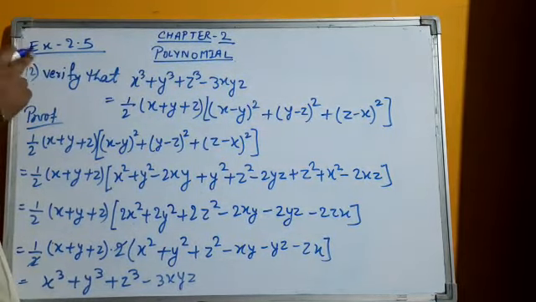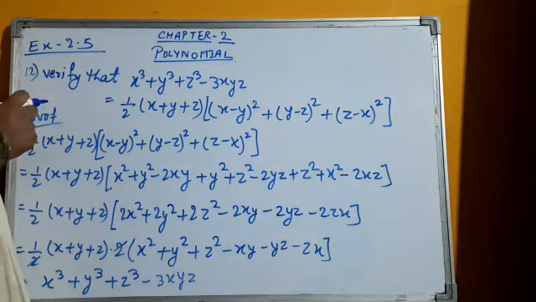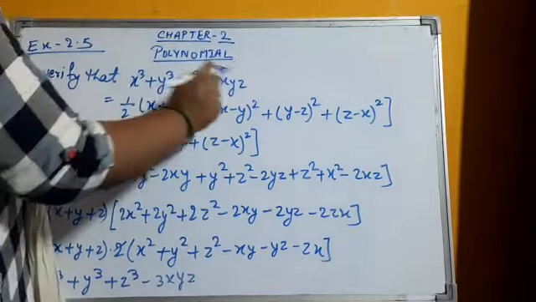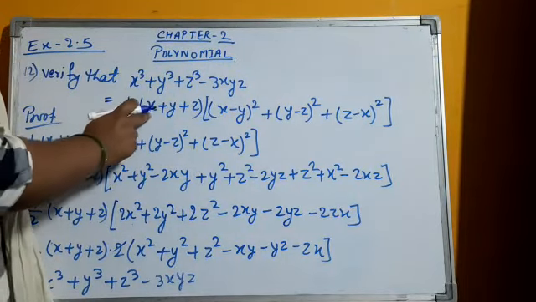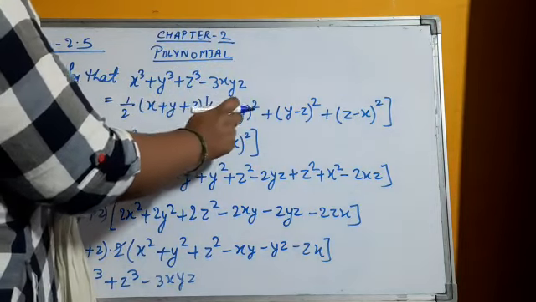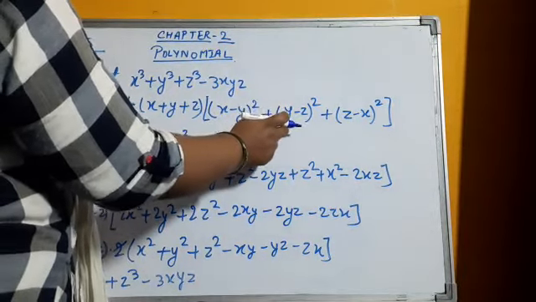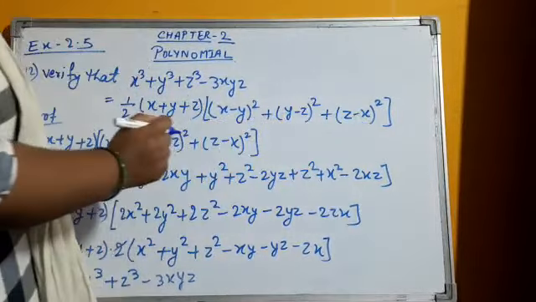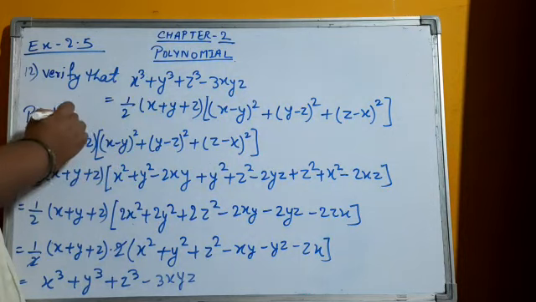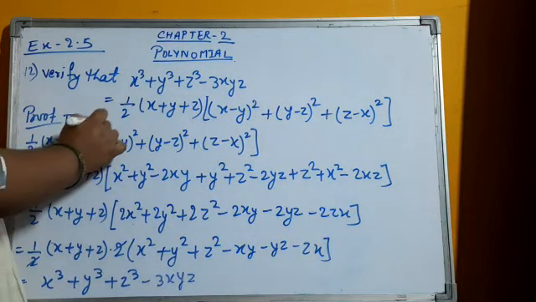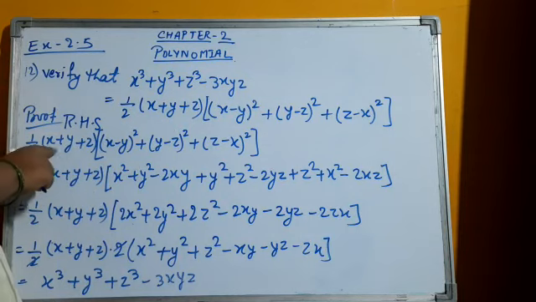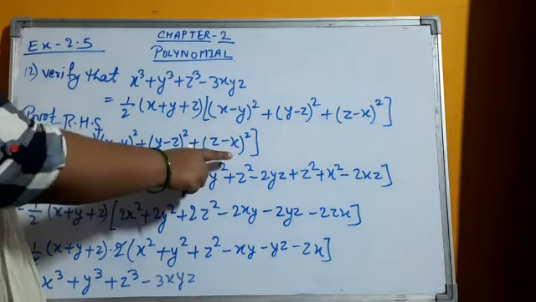See students, exercise 2.5 question number 12 says verify that x cube plus y cube plus z cube minus 3xyz is equal to half (x plus y plus z) multiplied by in bracket (x minus y) whole square plus (y minus z) whole square plus (z minus x) whole square. So we will prove it by first taking the RHS, this side. Now let us expand it. It is half (x plus y plus z) multiplied by this.